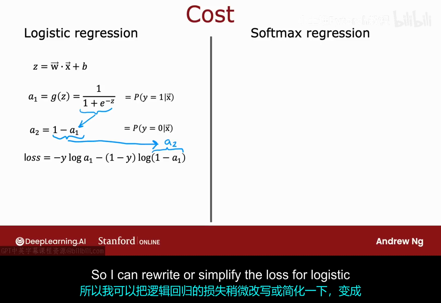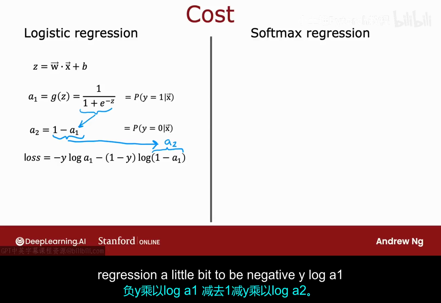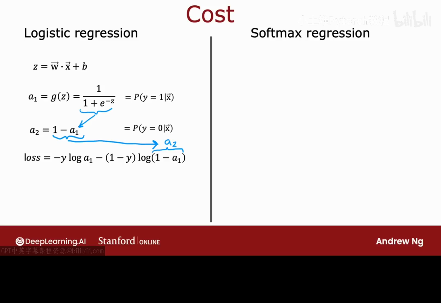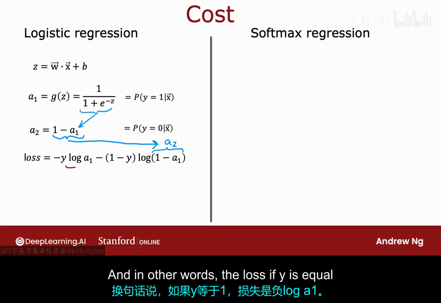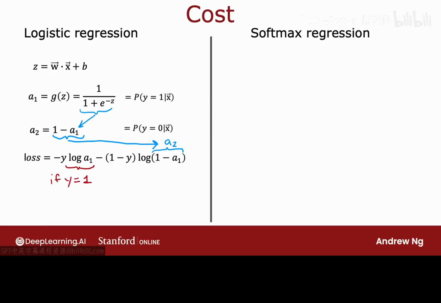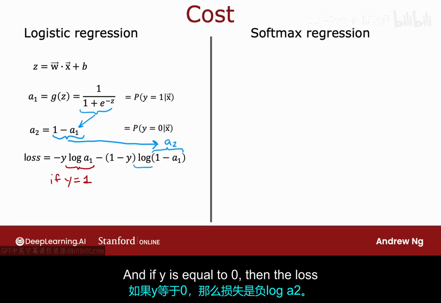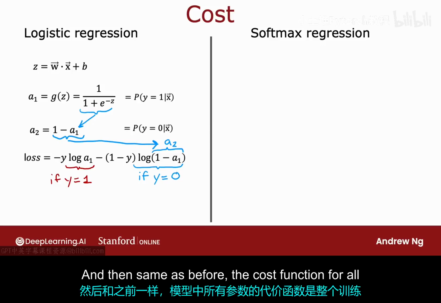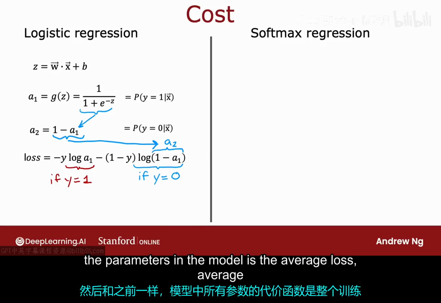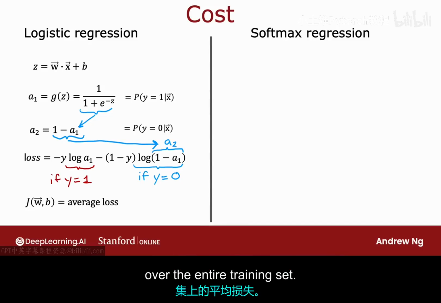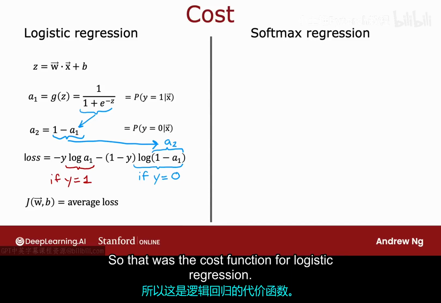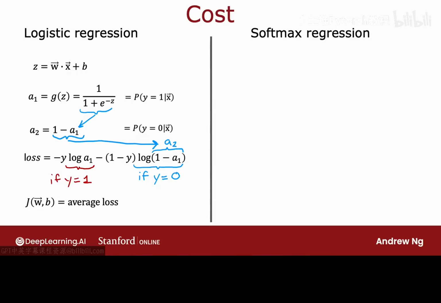So I can simplify the loss for logistic regression to be negative y log a1 minus 1 minus y log of a2. In other words, the loss, if y is equal to 1, is negative log a1. And if y is equal to 0, then the loss is negative log a2. Then, same as before, the cost function for all the parameters in the model is the average loss over the entire training set. So that was the cost function for logistic regression.